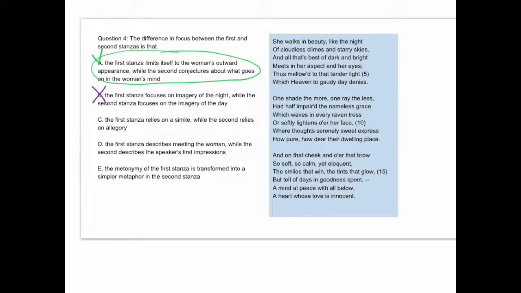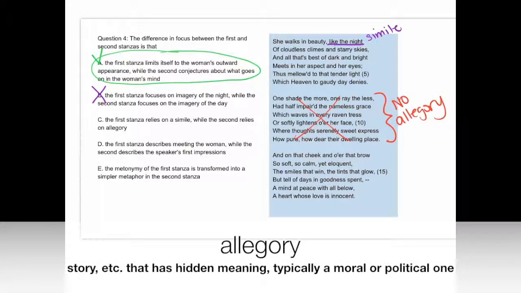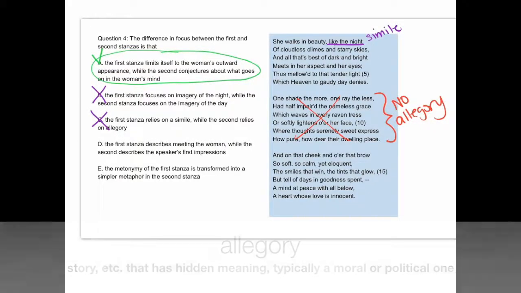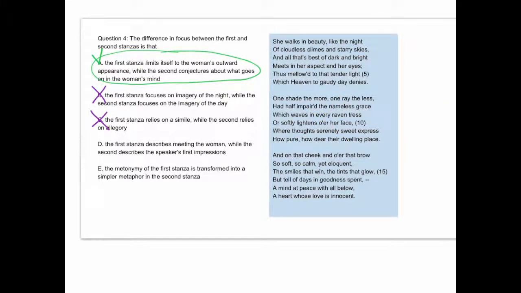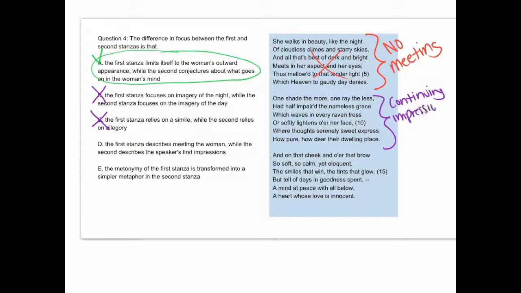C, the first stanza relies on a simile, while the second relies on allegory. While there is a simile in the first stanza, there isn't anything about the second stanza that makes us believe the speaker is using an allegory, so we can't support this answer either. D, the first stanza describes meeting the woman, while the second describes the speaker's first impressions. The first stanza doesn't describe a meeting between the speaker and the woman, and the second stanza is continuing with the speaker's impressions from the first stanza rather than describing first impressions, so this isn't supportable at all.